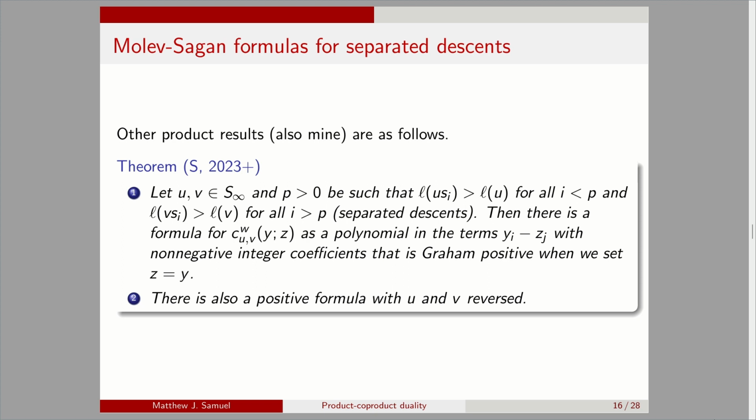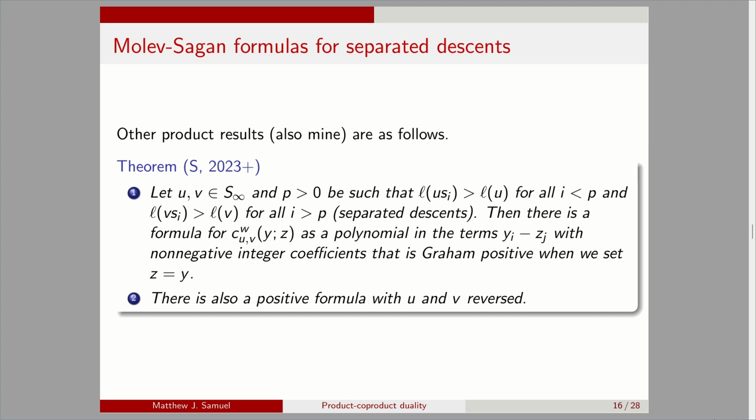So I have some other product results in the same paper that are actually consequences of the dominant permutation results. So let u, v in S infinity and p greater than 0 be such that l(u s_i) is greater than l(u) for all i less than p, and l(v s_i) is greater than l(v) for all i greater than p. So u and v have separated descents in a certain direction. So then we have a positive formula for c_uv^w of y and z.